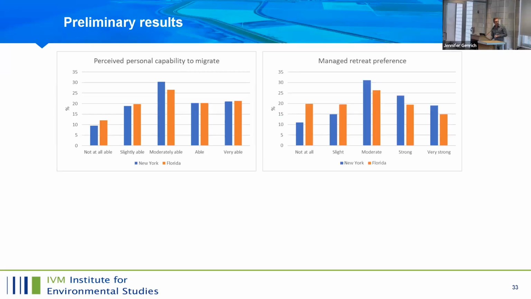And finally, what I'm showing here is, we talk, of course, a lot about managed retreat here. If we ask people to what extent they prefer a managed retreat policy, we see mixed findings. There are quite some people who say they have strong or very strong preferences for this. But also, especially in Florida, we see that 20% say, okay, hell no, I don't want this managed retreat to happen in the neighborhood where I live.